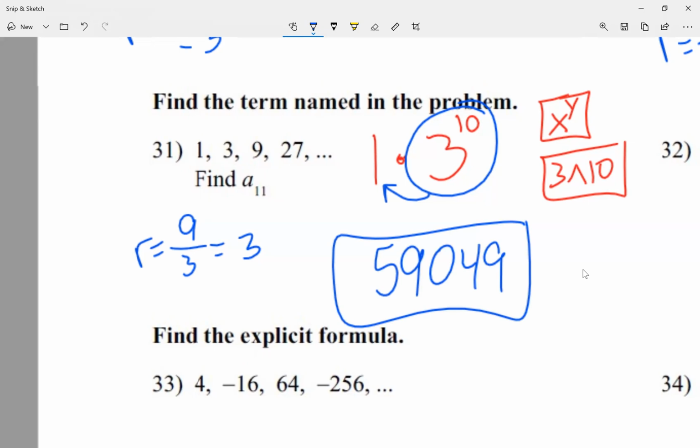So what we did is we find the ratio. We see how many times we have to multiply the ratio. Because I'm finding the 11th number in the list, I have to multiply it only 10 times. It is always one less. Okay, let's take a look at one more example.